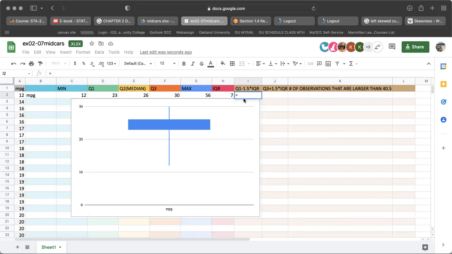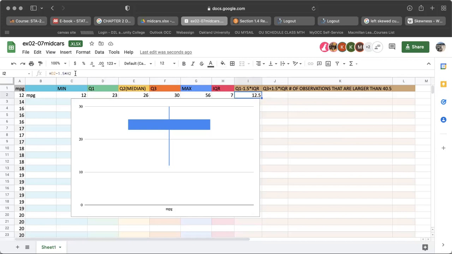So we're going to do it in Google Sheet. Same formula, just instead of writing, just click on some boxes. So here, Q1 minus 1.5 times IQR. Equal, click on the Q1 cell, 23, minus 1.5. You actually have to type it in. Times is the star, which is the number 8 with the star on top, so shift 8, star. IQR, click on the IQR cell, 7, right there. The lower allowance range is 12.5.